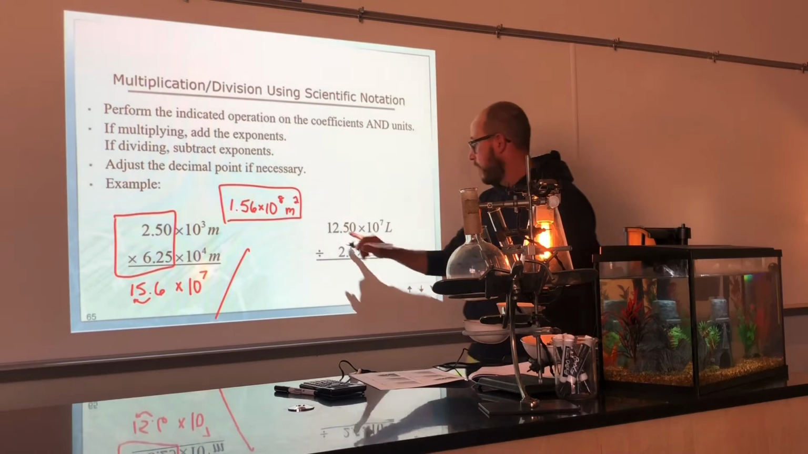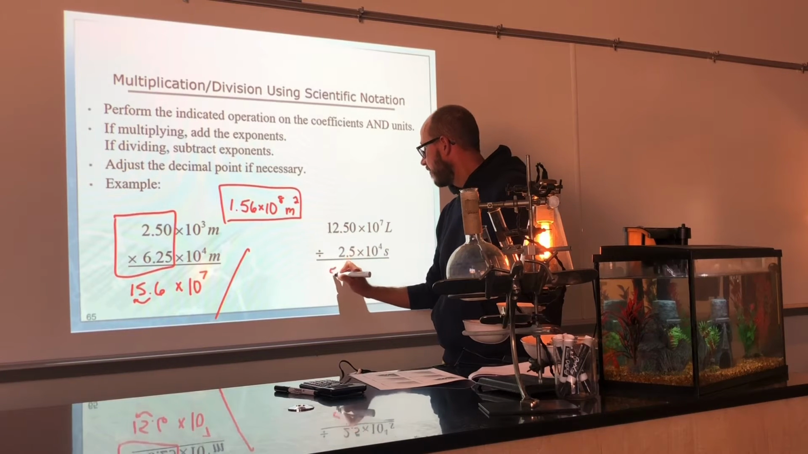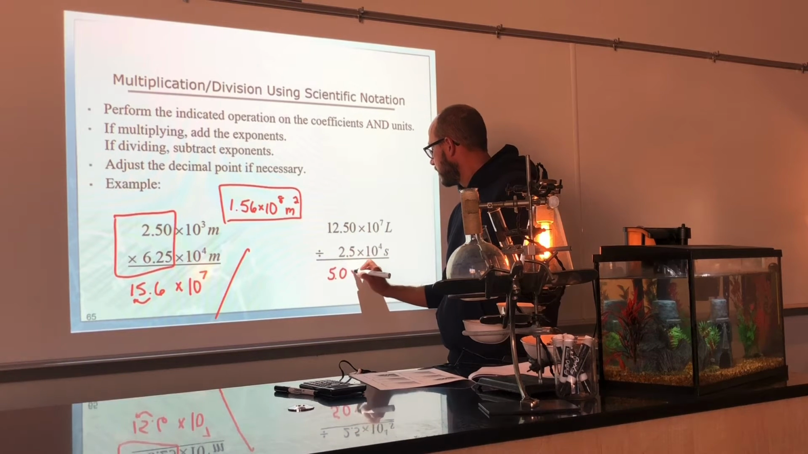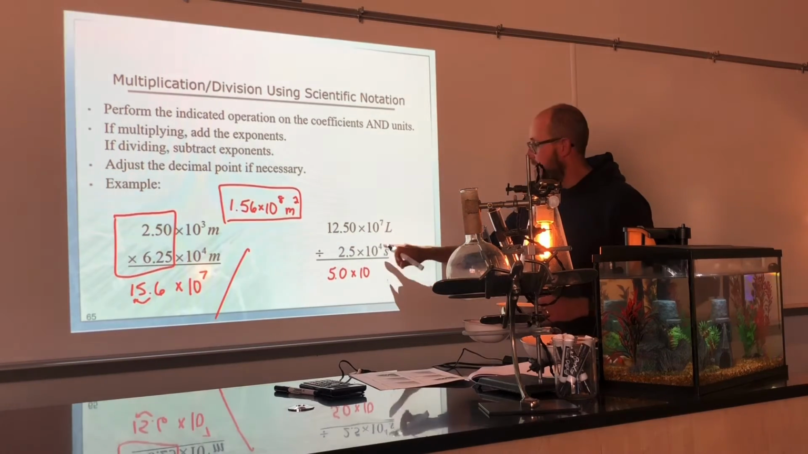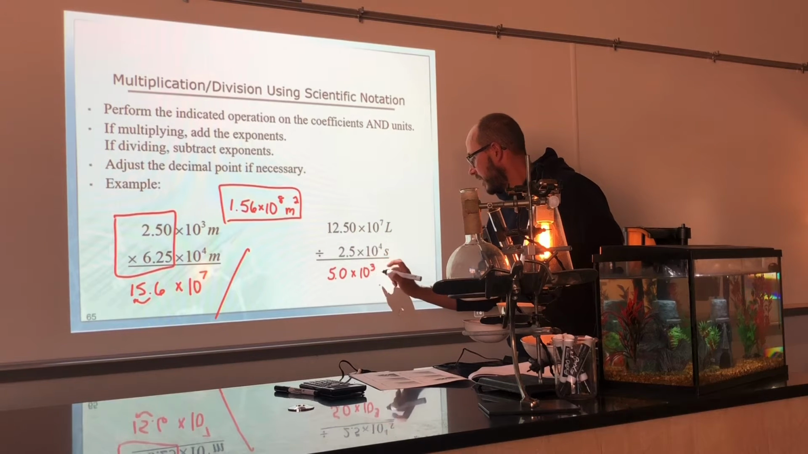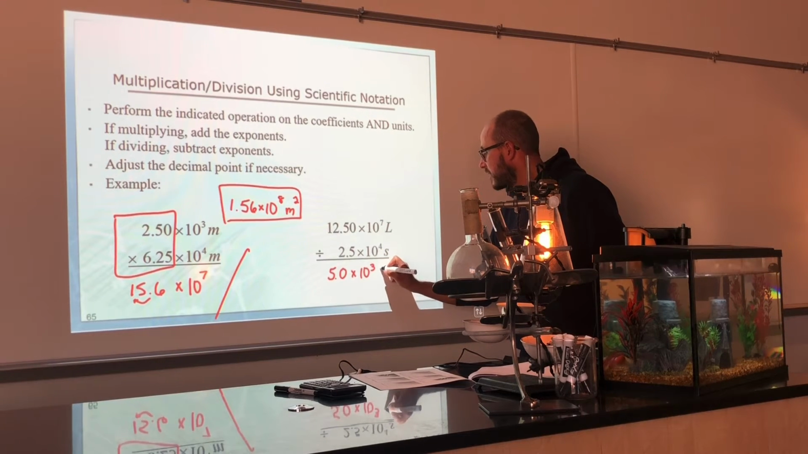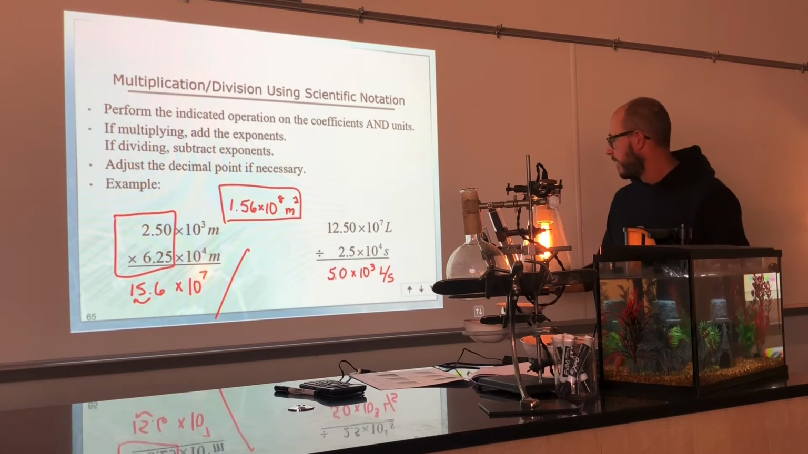Now for this one, if we take these numbers and divide them, you get 5.0 times 10. Now when we divide, our operation is to subtract exponents. 7 minus 4 is 3. This is 5.0 times 10 to the third liters per second, which would be like a flow rate.